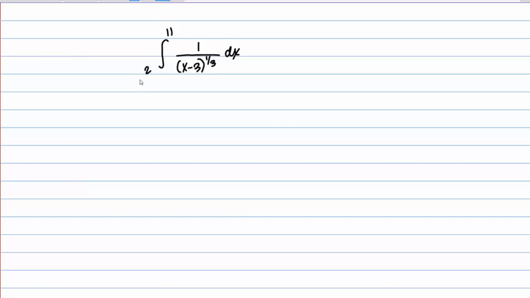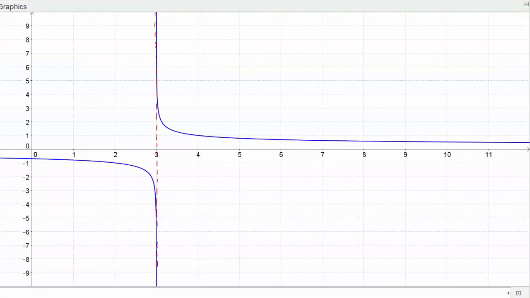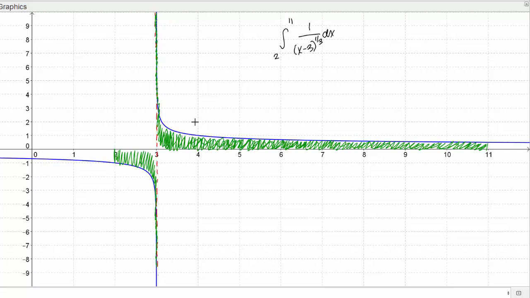So let me show you a graph really quickly of this function. So we see again here this vertical asymptote at x equals 3. And the area that's represented by this integral, if I try to shade it in green, is going to look like this. And what we want to do is find the value of this area if it's finite, or otherwise say that the integral diverges.